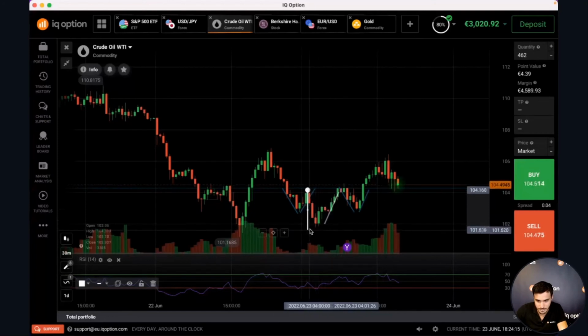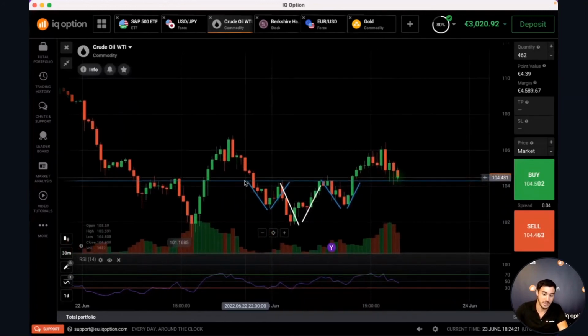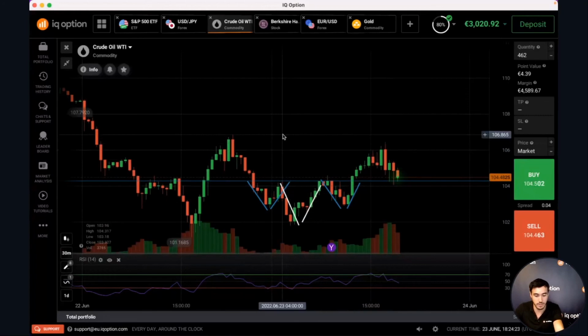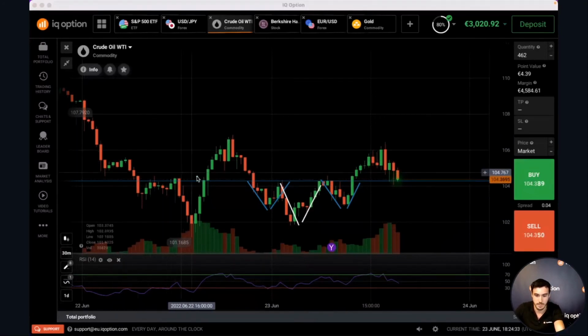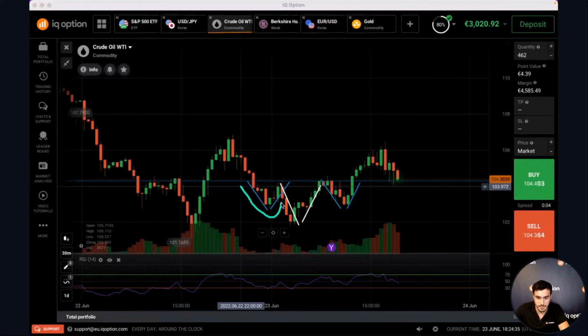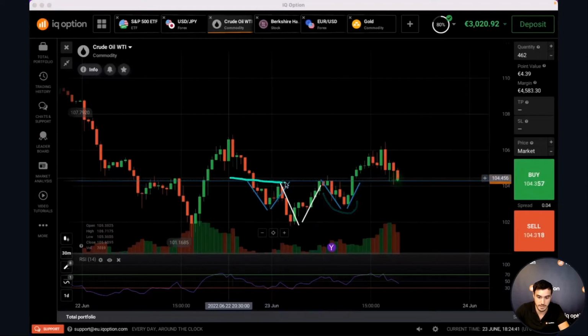Fighting here with the sticks. Okay, more or less you can see it there, no? So this happened today in oil. Today in oil we got this. Let me change the color. We have this first shoulder, this head, this second shoulder. See how the neckline works really well.